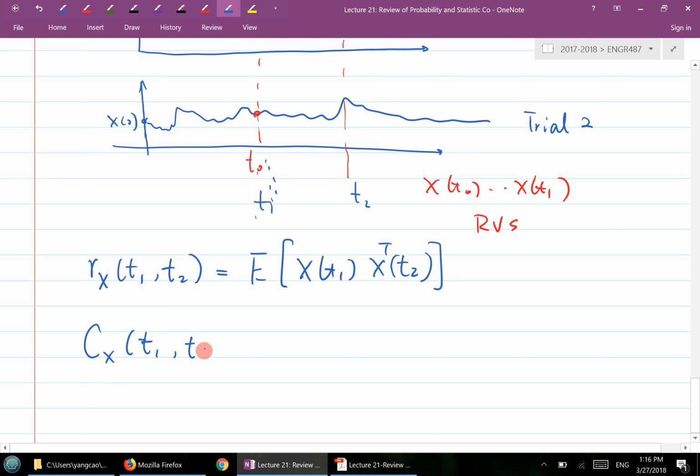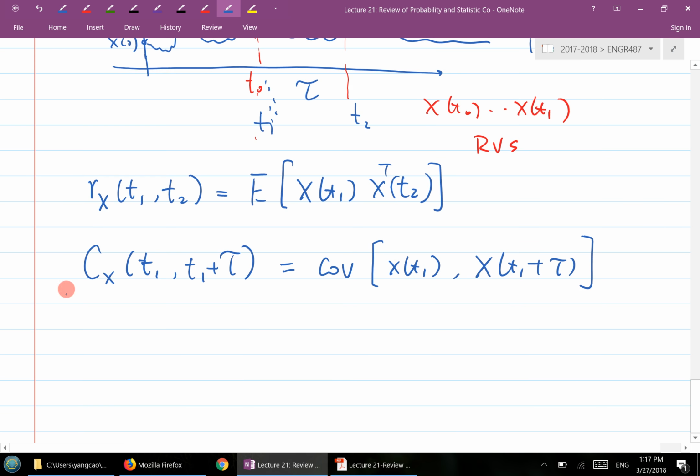So let's say I have two random variables at t1 and t1 plus tau, where the difference is a tau. And the same formula, the covariance of this: one is at t1 and the other one at t1 plus tau, right? So that's how you can derive the statistics for this stochastic process here. Now what we're dealing with actually is simplified.